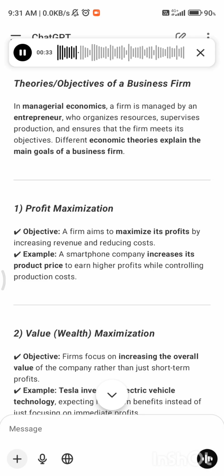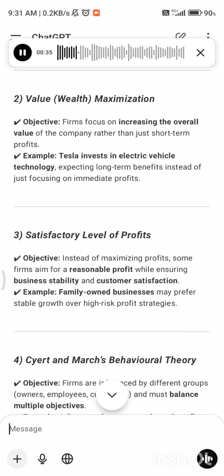2. Value, wealth maximization. Objective: firms focus on increasing the overall value of the company rather than just short-term profits. Example, Tesla invests in electric vehicle technology, expecting long-term benefits instead of just focusing on immediate profits.